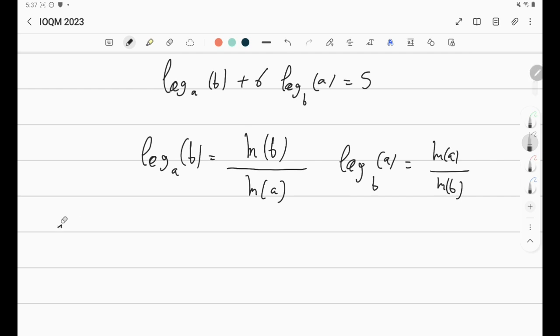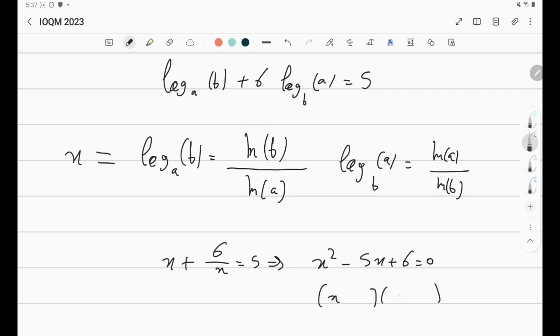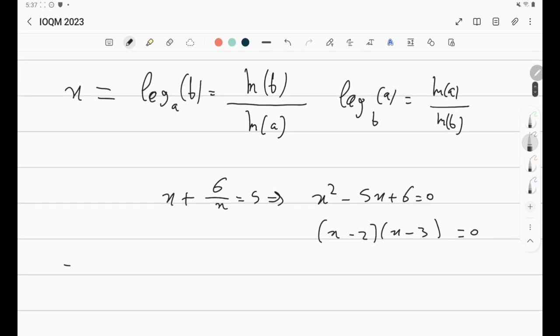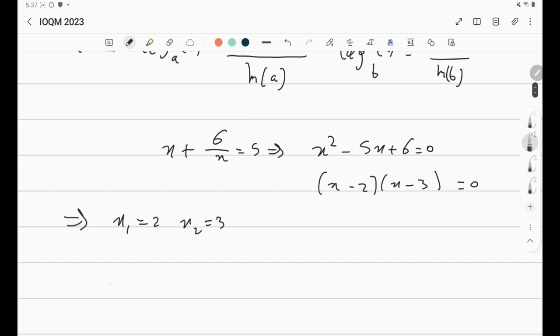So let's set this guy here to be x, and that will mean x plus 6 over x is equal to 5, and this is a quadratic equation. Let's solve it. First of all, it's like this: x equal to 0, minus minus 2, 3. So that simply means that x1 is 2 and x2 is 3. So what does that mean? That simply means that the log_a b is just equal to 2 or 3, one of them.